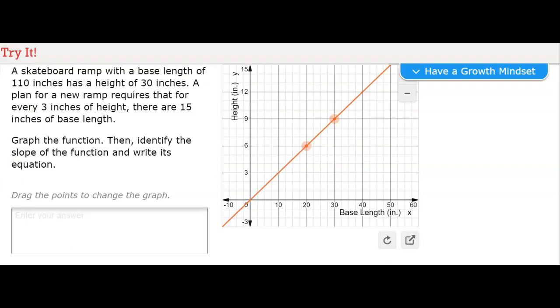A plan for a new ramp requires that for every 3 inches of height, there are 15 inches of base length. Graph the function, then identify the slope of the function and write its equation.